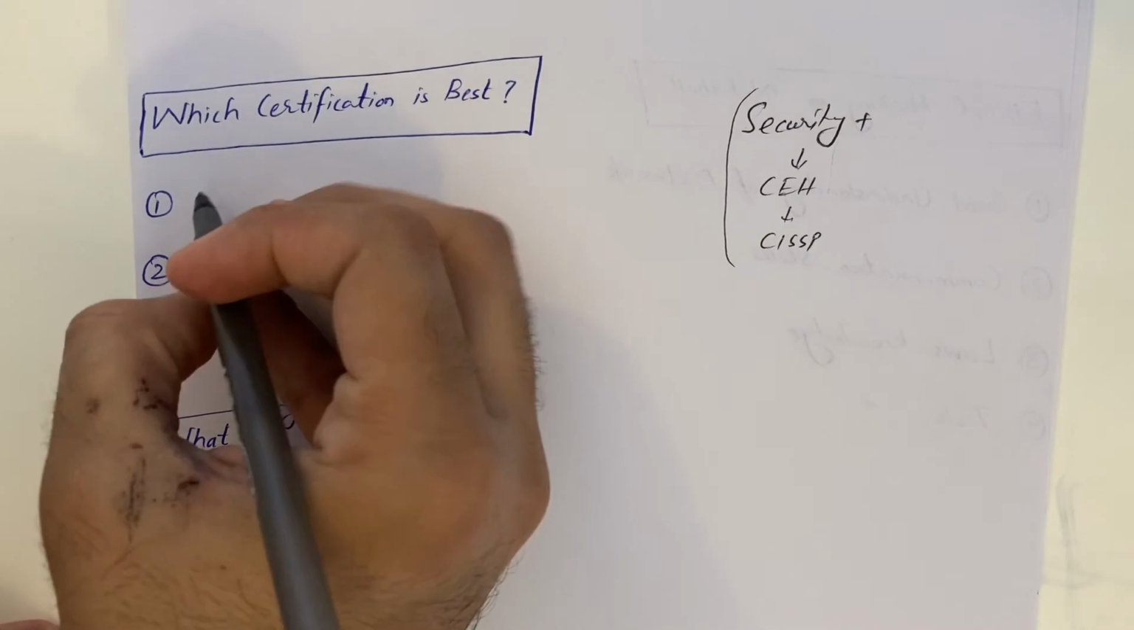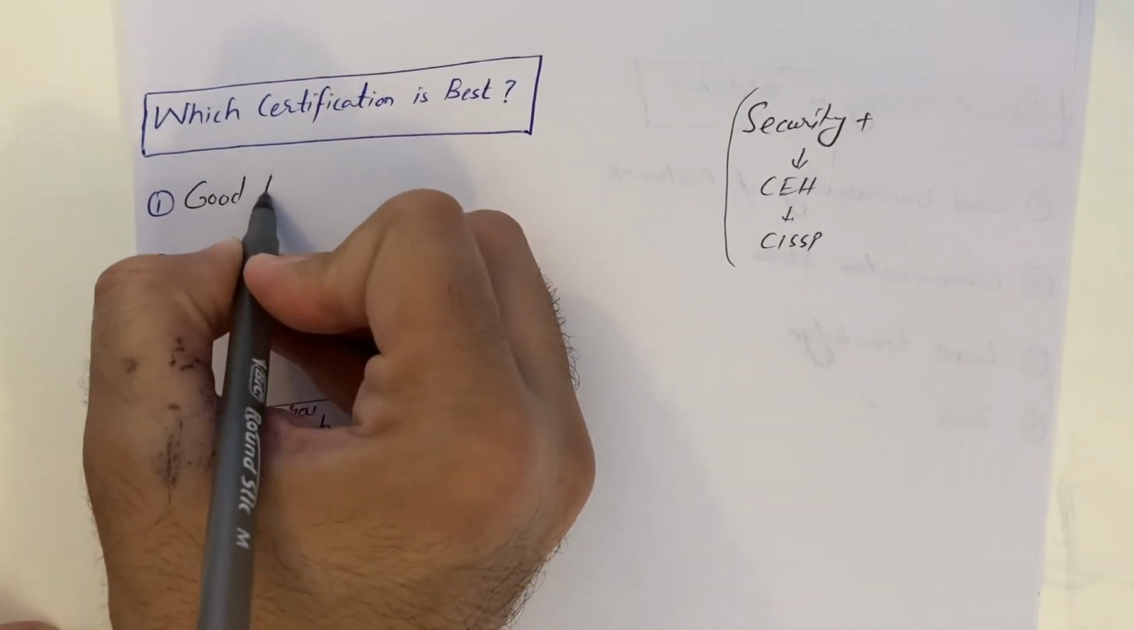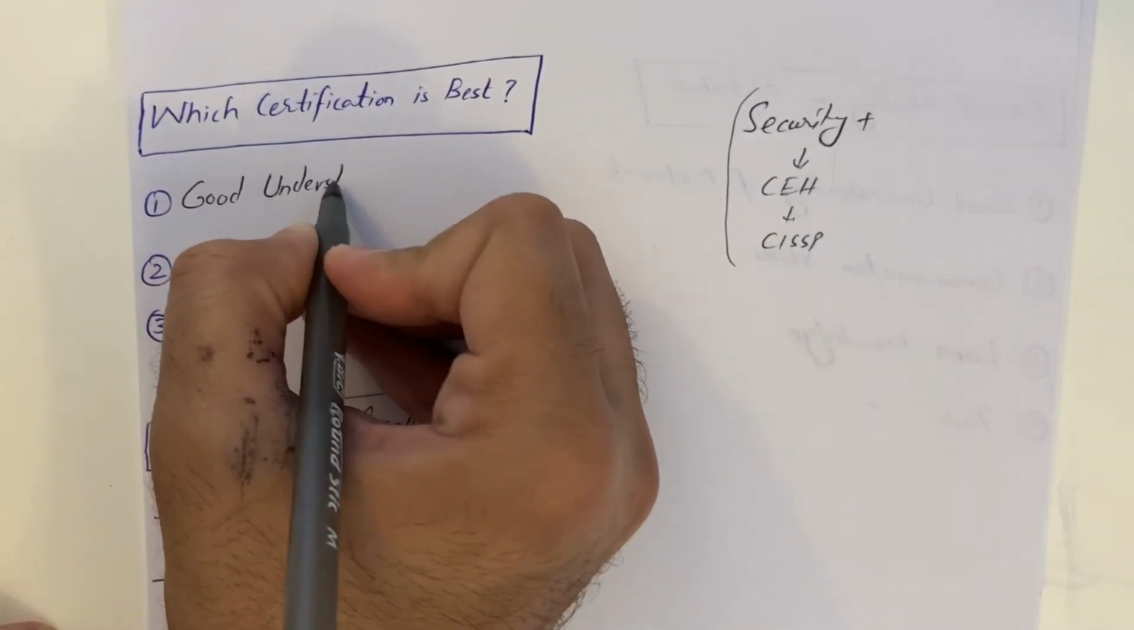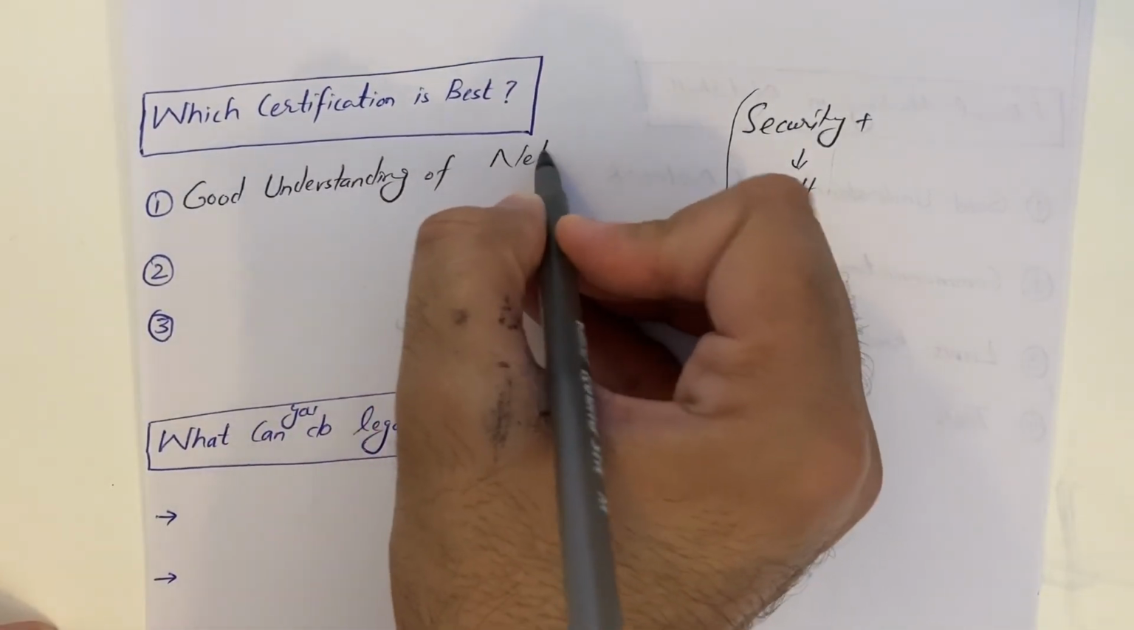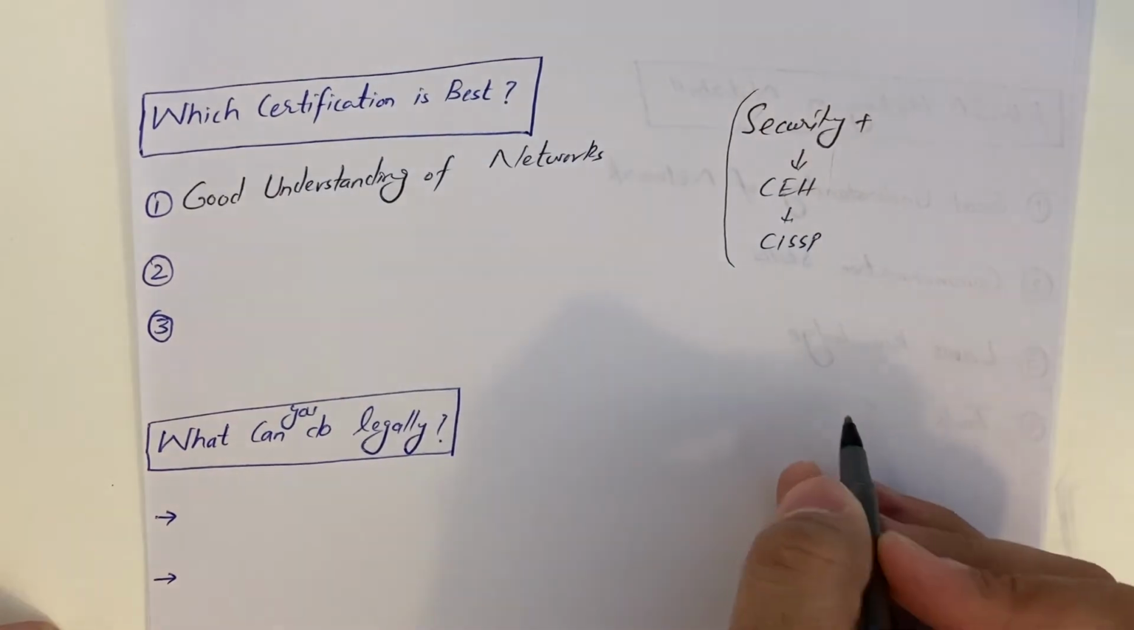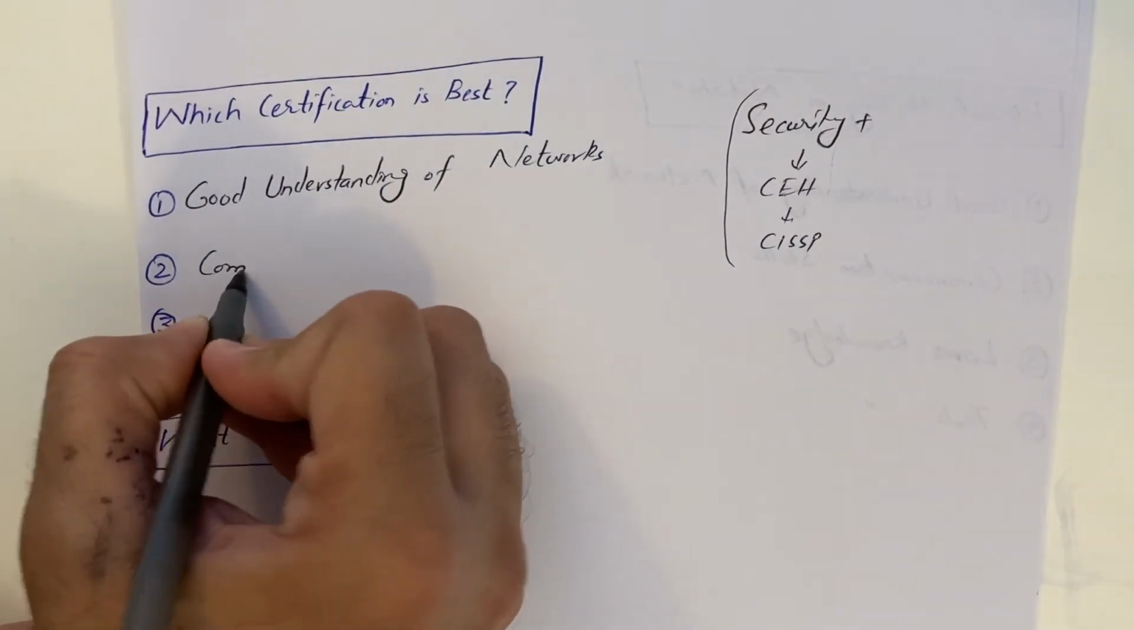So what our goal should be, even if we are taking a certification or not, the most important thing is you should have a good understanding of computer networks. That's the most important thing. Your communication skills should be really good.